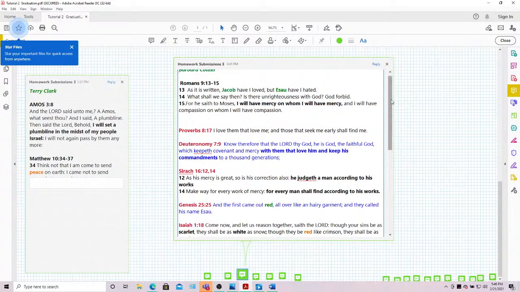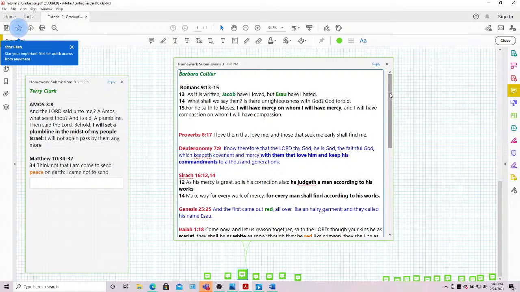All right. She started off with Romans chapter 9, verse 13 through 15, and we're getting ready to tear down into this right here. So, as it is written, Jacob have I loved, but Esau have I hated. What shall we say then? Is there unrighteousness with God? God forbid. For he said to Moses, I will have mercy on whom I will have mercy, and I will have compassion on whom I will have compassion.